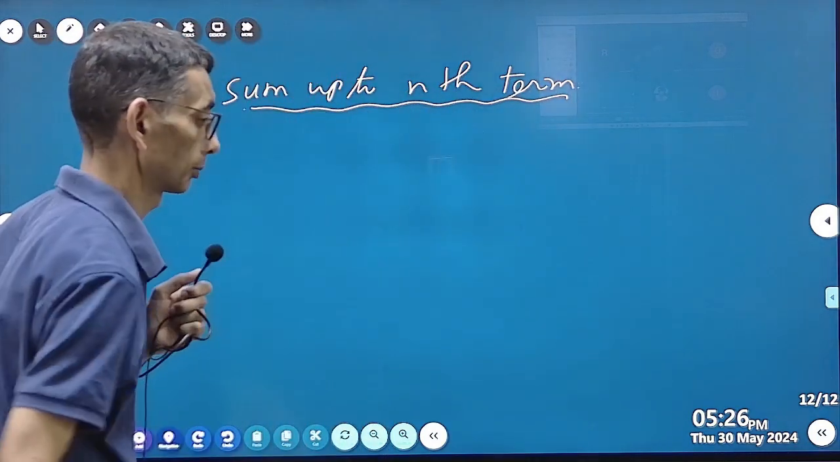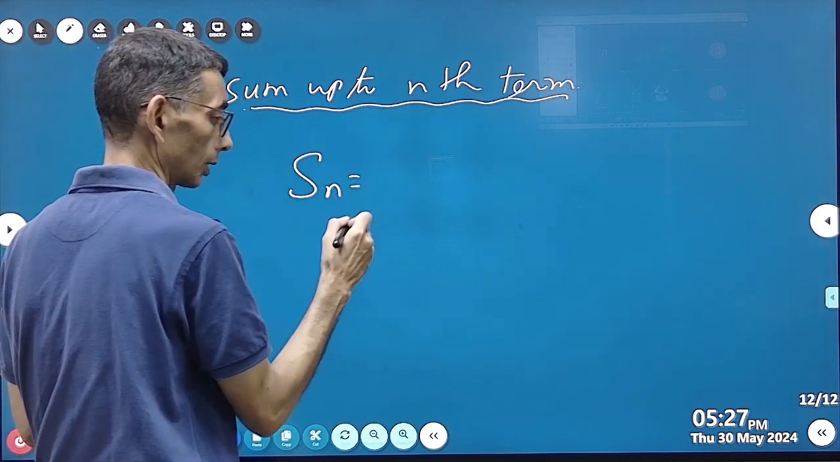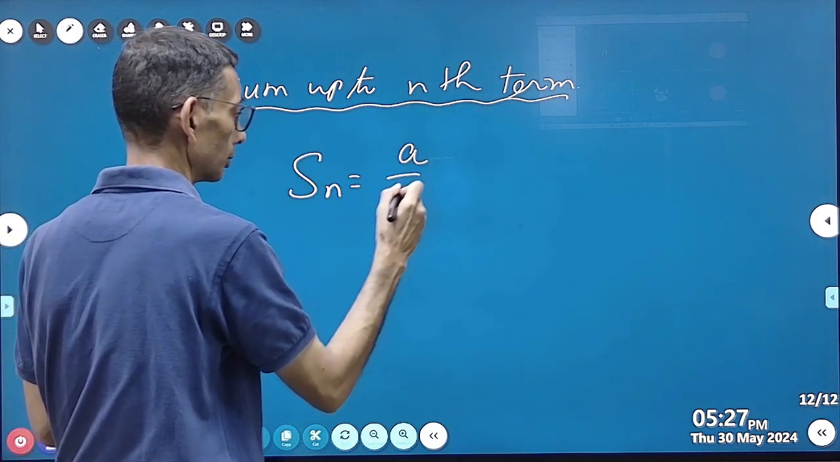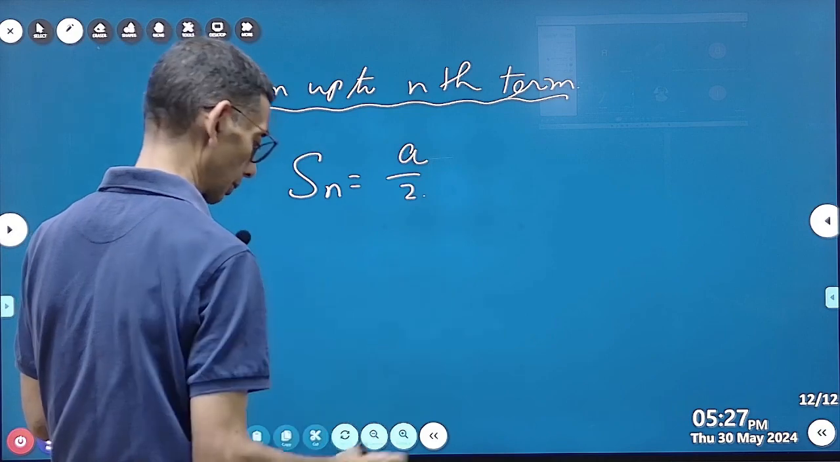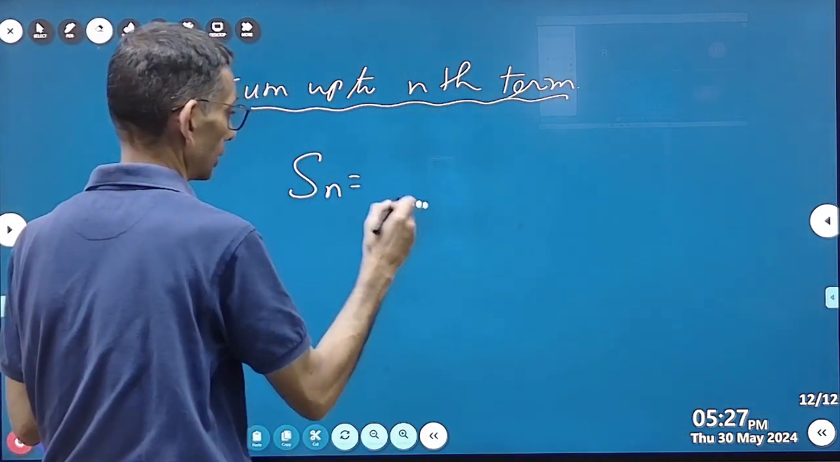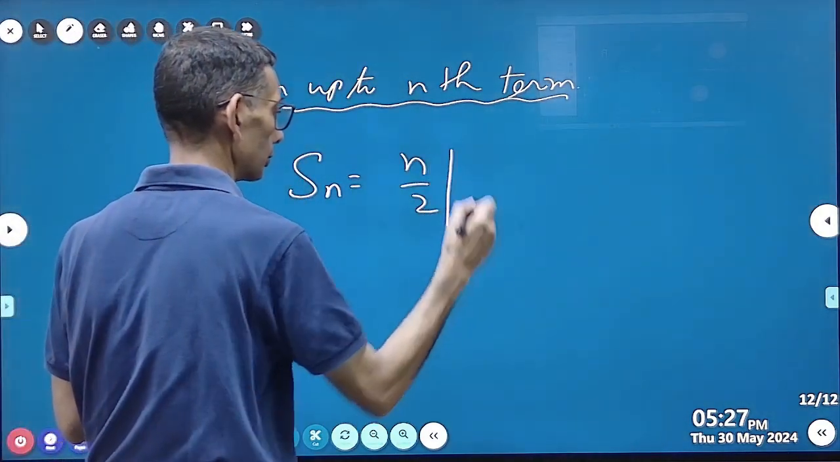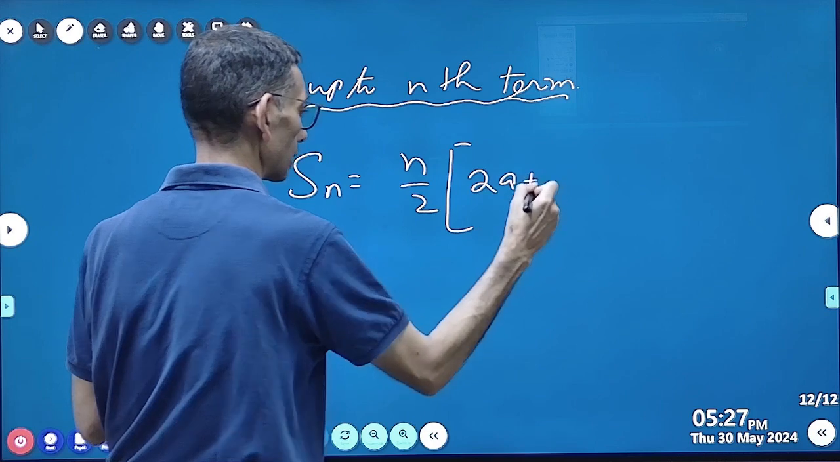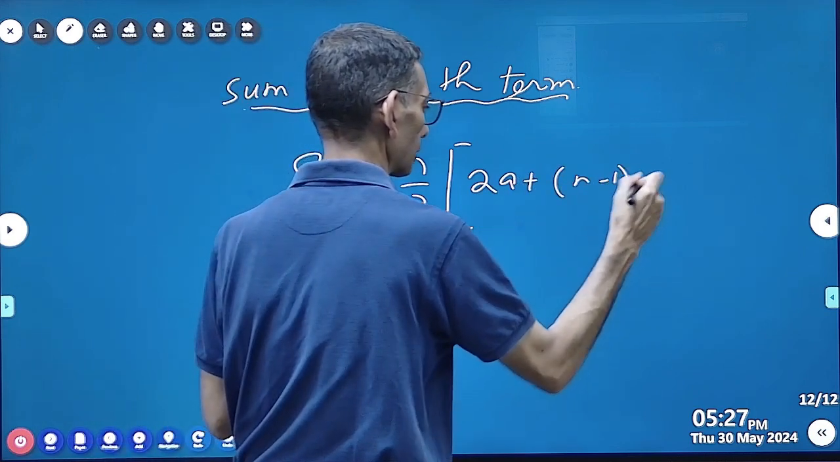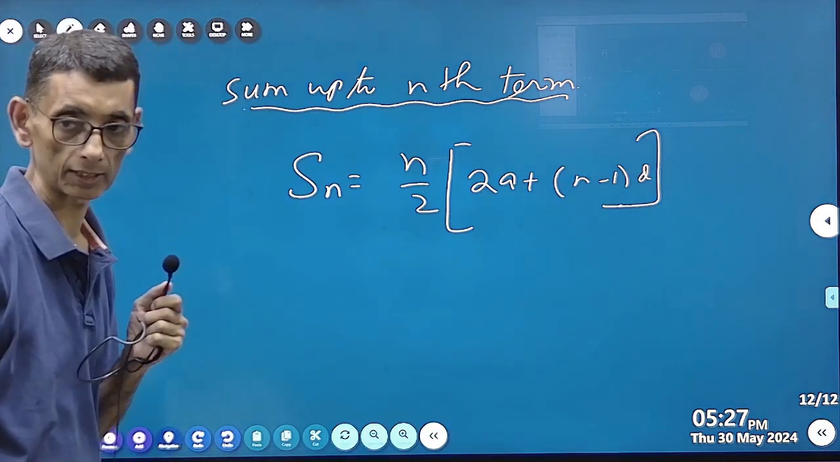Sum up to nth term. What is the sum formula? Sn is equal to, not a by 2, n by 2, twice a plus n minus 1 into d. This is the sum up to nth term formula.